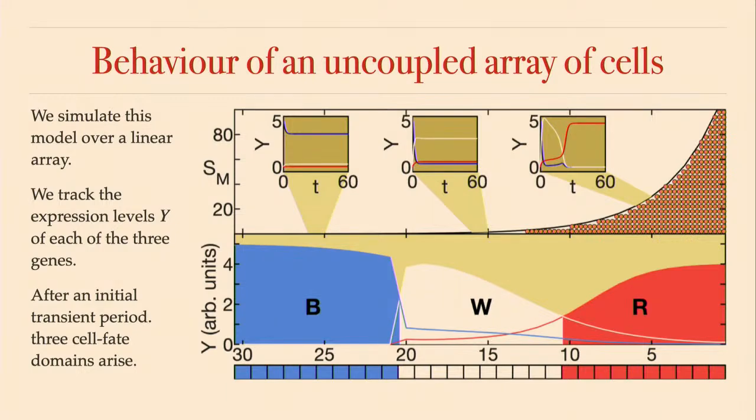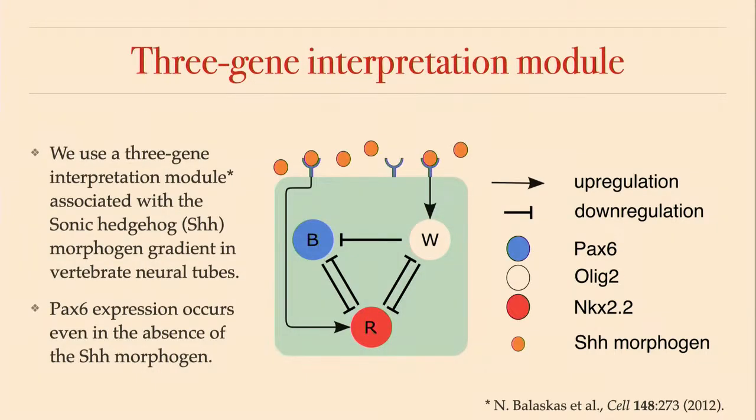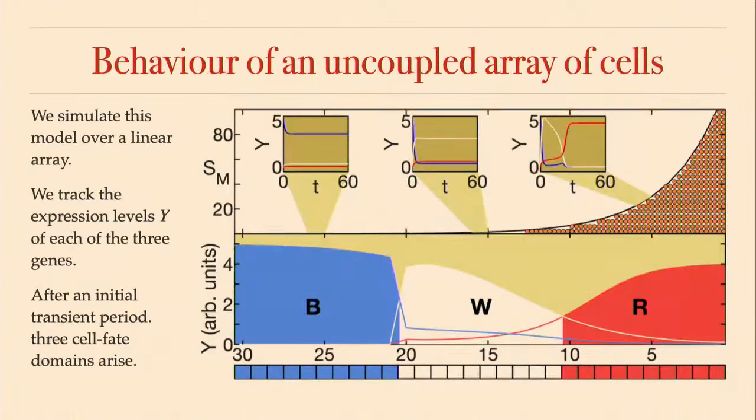After some time, well, actually, let's look at the figures on top first. In all three cases, we start off with some elevated levels of B. Remember, B is the PAX, and it is present even in the absence of Sonic hedgehog. So this is high initially, and then over time the other two start to increase. When the morphogen is very high, initially the white rises a bit, and then the red dominates.